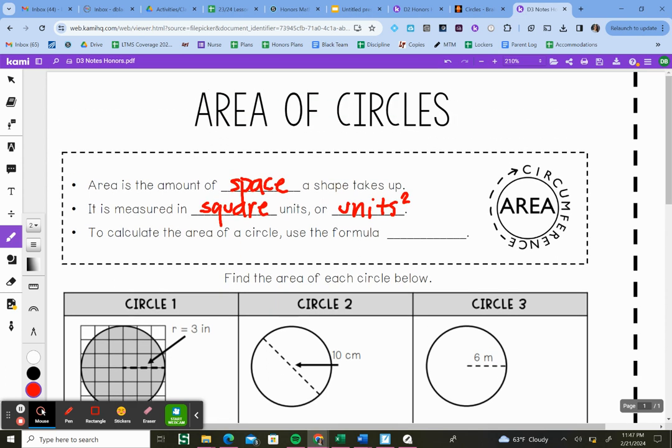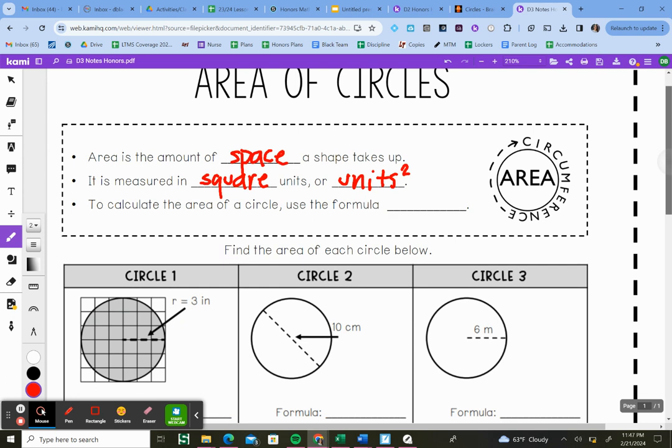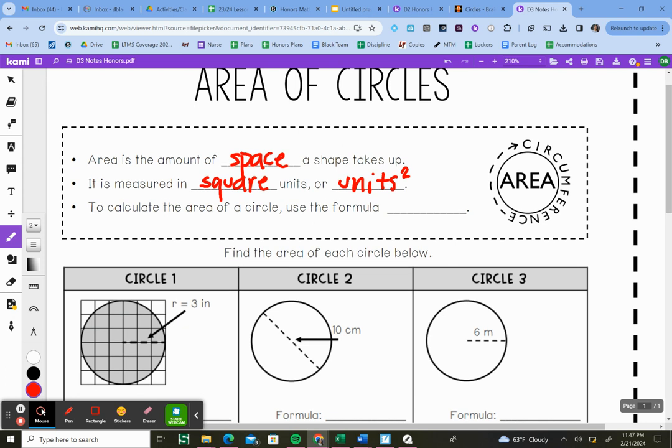If you guys look at the classroom floor, each of the little square tiles is 1 square foot because it's 1 foot by 1 foot. So you could just count the area of the floor by counting the squares. So it's really important when you're labeling your area, you need to put square units. We will work on that. All right, so like it said in the Brain Pop video, the formula for area is A equals pi r squared.